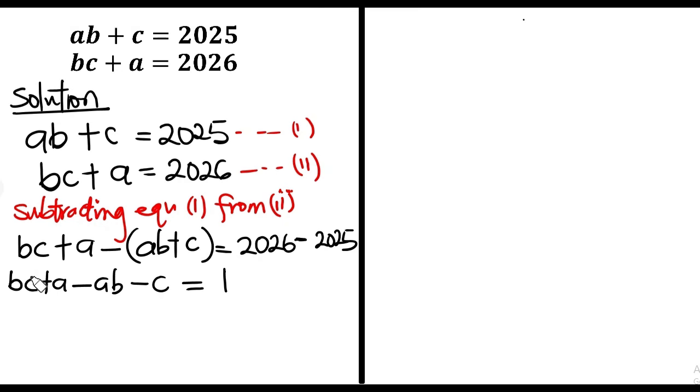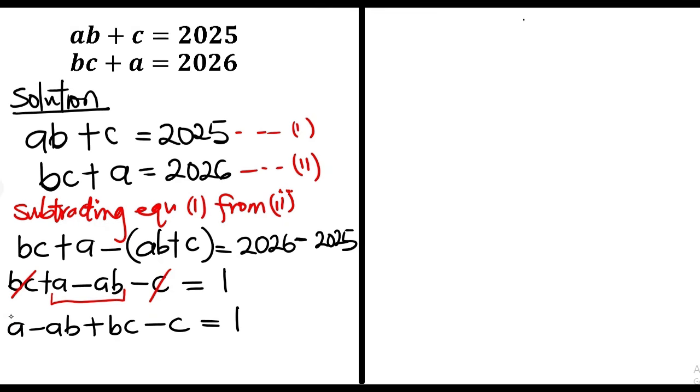So what if I group this and this together, that is rearrangement, then align this A minus AB together. I'm going to have A minus AB, then plus BC minus C. So BC goes with a minus C, then A goes with a minus AB. That is the rearrangement, equals 1.